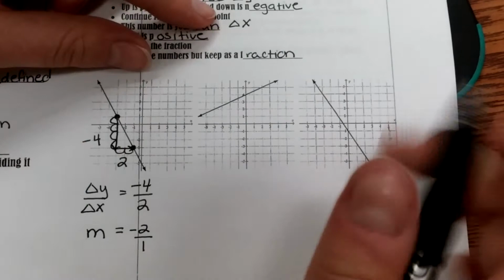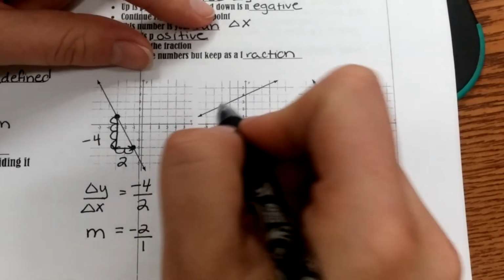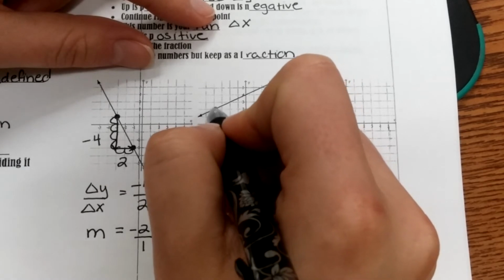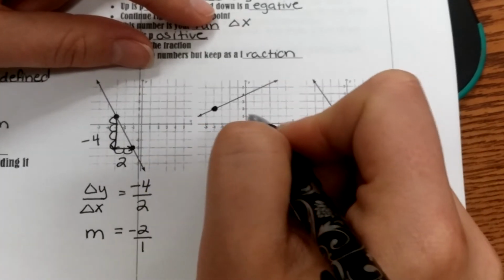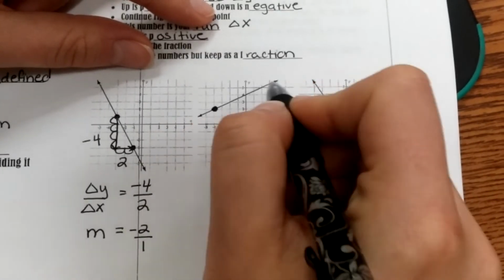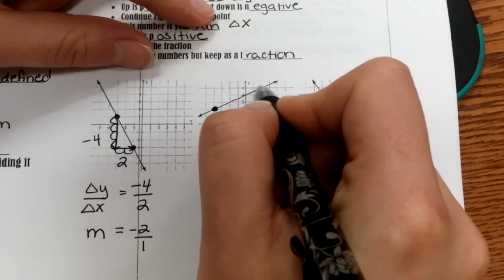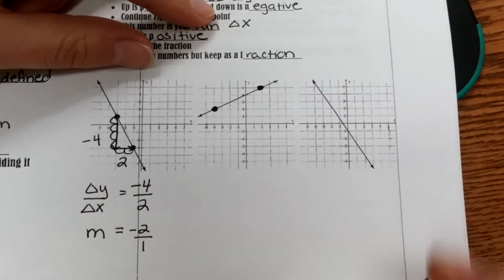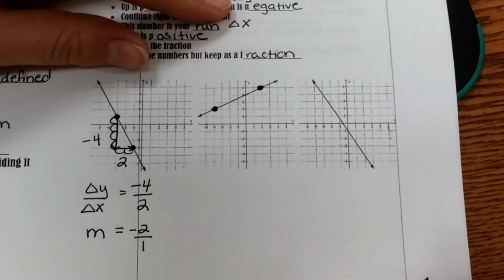Example number 2. So if we look on our graph, we can pick 2 points. It doesn't matter as long as they're integer points. They don't have any decimals in them. So we can pick this one right here. I'm going to pick this one all the way up here. But there's plenty. You can pick whichever ones you like as long as, again, they're on the line.